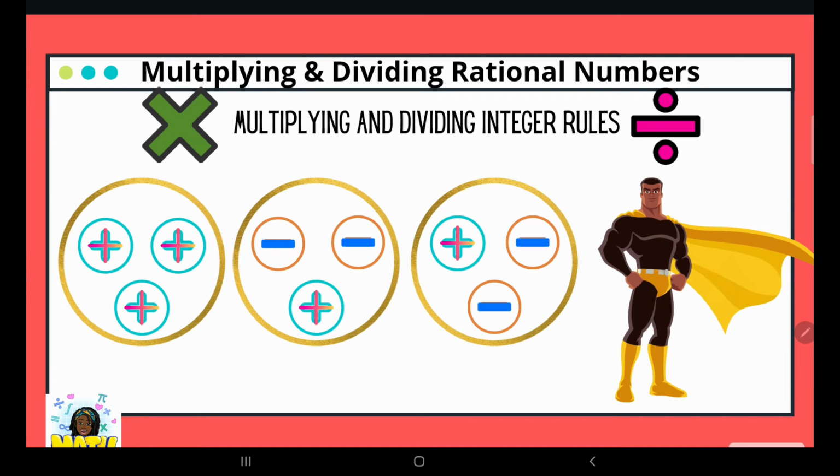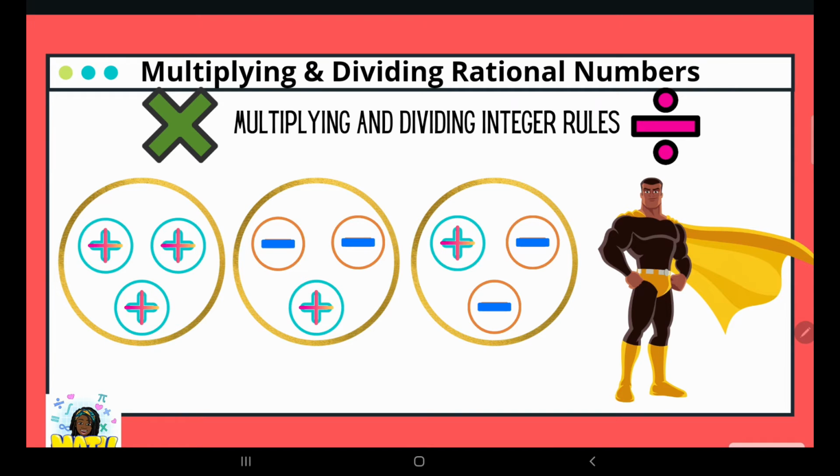So let's take a look at our rules for multiplying and dividing integers. This will be really useful since we know that integers fall under the category of rational numbers. Now, the rule for multiplying and dividing integers is definitely different than adding and subtracting. So you want to keep that in mind. Look at these three faces that I have represented here. Pretty much what this is saying is if I have two positive numbers, the product or the quotient will also be positive.